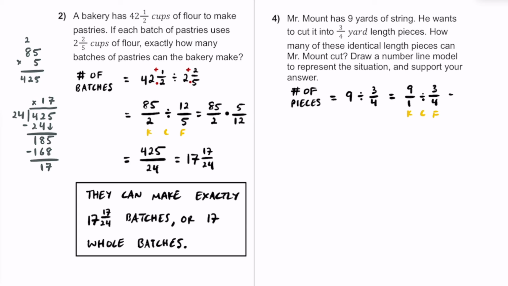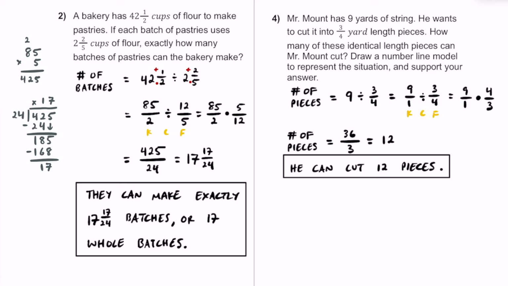So we're going to keep the 9 over 1. We change the division into multiplication, and we're going to flip this 3 over 4 to make it 4 over 3. So if we multiply that 9 times 4 on top, that's going to be 36. And if we multiply 1 times 3 on bottom, that's going to be 3. And 36 divided by 3 is going to be 12. So from that, we can say that Mr. Mount can cut 12 of these identical pieces, and each of them are going to be 3/4 of a yard long. But let's see if we can draw a number line model to represent the situation as well to see if it makes sense.